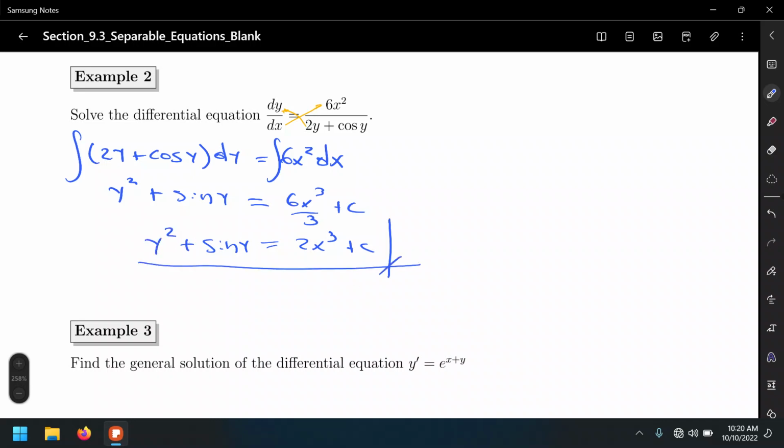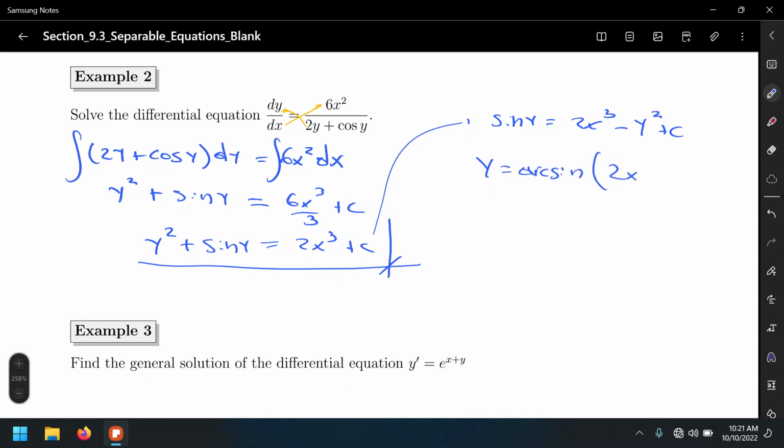And in this case, we can leave the solution in this form, because unlike the previous example, where we were able to solve the equation and get an explicit function of x, that is y as a function of x, here, y squared plus sine y, try to solve for y, it's simply not possible to get this done. So what can we do about it? Maybe solve for sine y equals 2x cubed minus y squared plus c, and then take the arc sine.